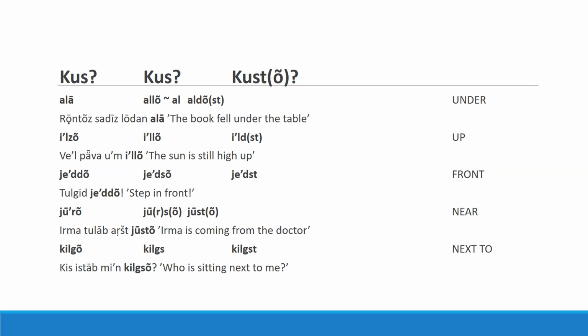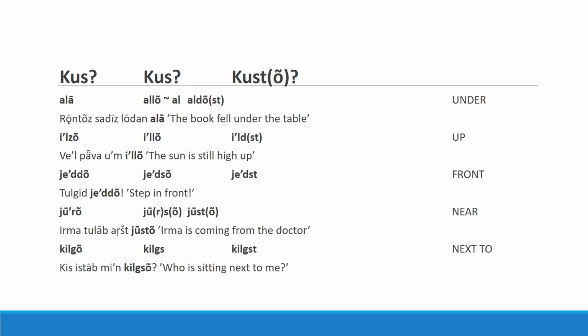And now something. This is really next to, and I think this is very nice. Estonians always like it, because if you are sitting next to me, we would pick the word for ear, like kõrval, but Livonians have picked this kilg, which is a side.